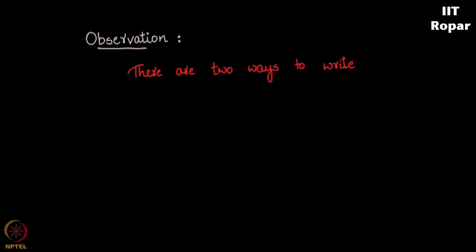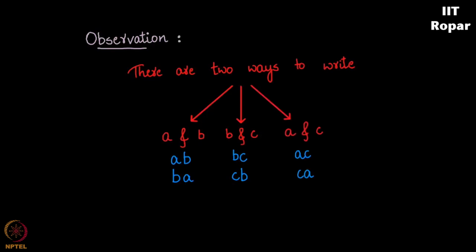So you would have observed something here. There are two ways in which you can write A and B, but then keep it as it is. Similarly, there are two ways in which you can write B and C, you see, and two ways in which you can write A and C.